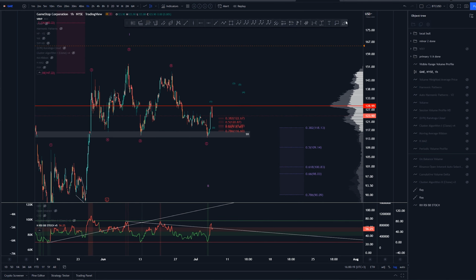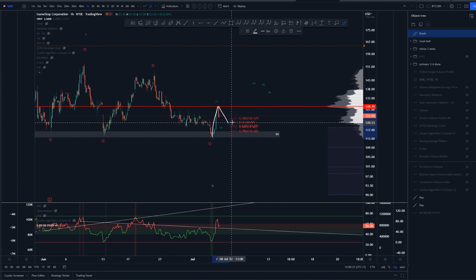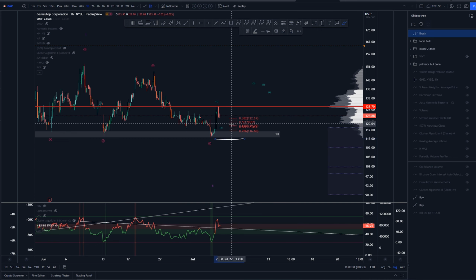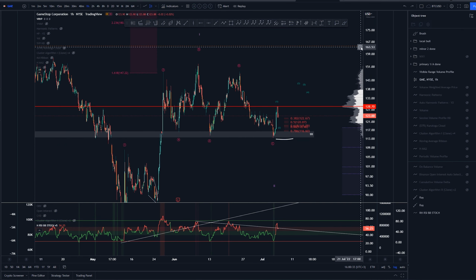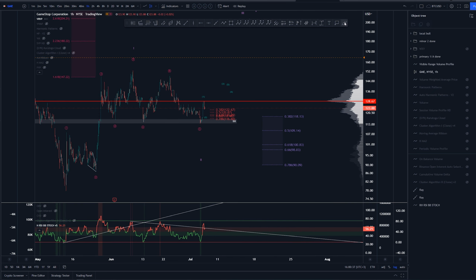If I'm going to be playing this, I would be looking at this as a 5-wave structure, looking to get to the 0.5 retracement here, and then stop losses below here and looking for higher prices. But yeah, that is the game plan for me at the moment.